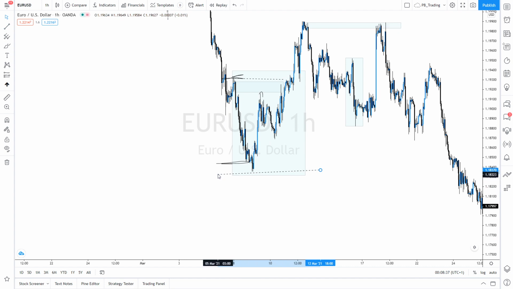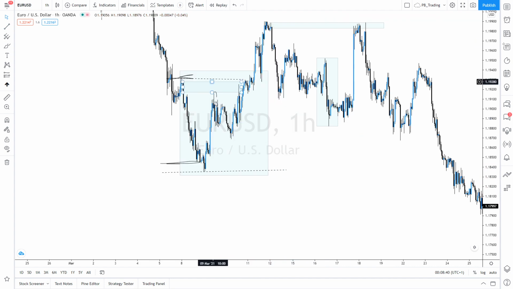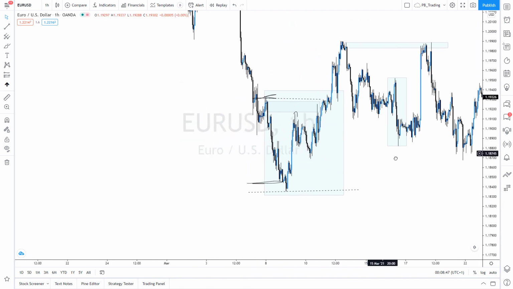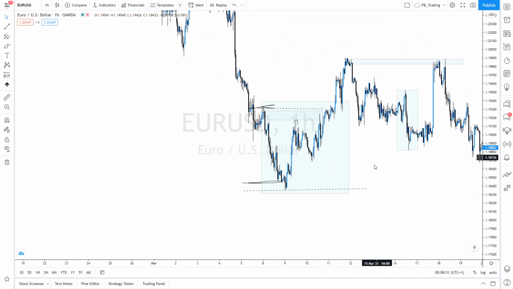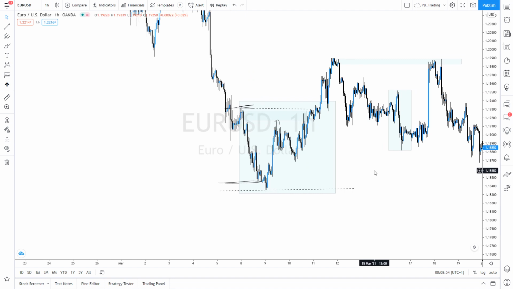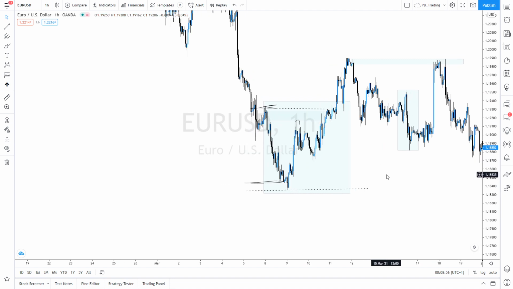So you could see price now taking out our daily high here. Took out our daily high. Now let's look at the sensitive areas in 1 hour time frame price could have gone to. So this is the first sensitive area I would have looked at. I would have picked out an entry here. And the next sensitive area would have been this fair value gap here.